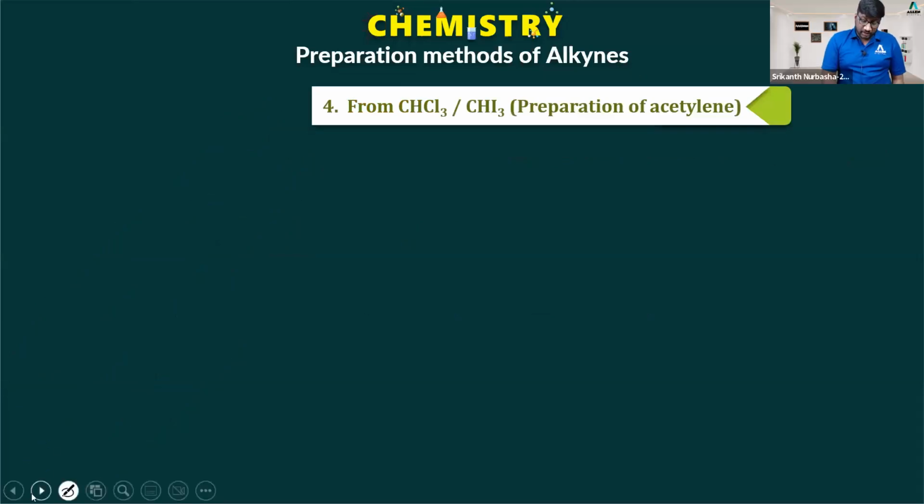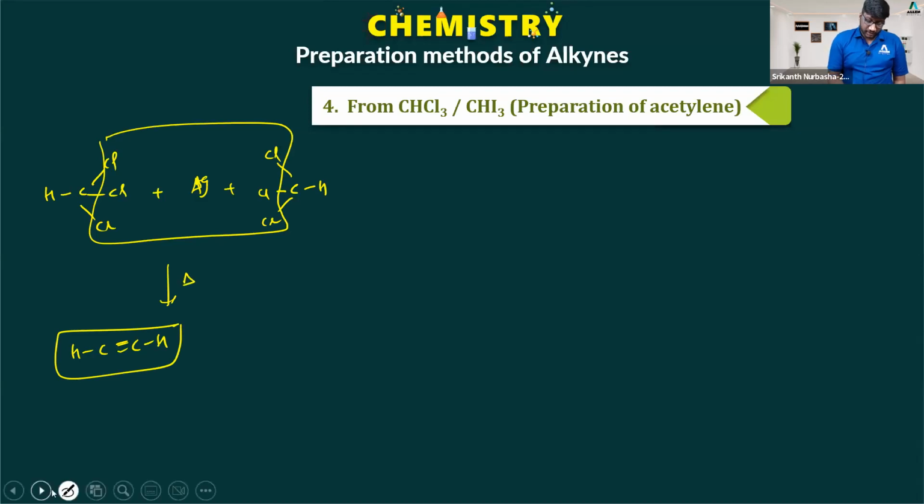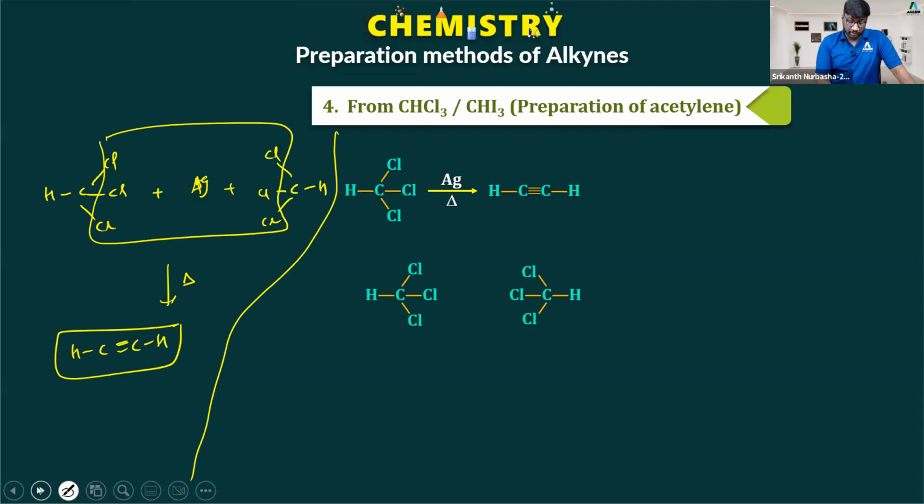Next, preparation of acetylene from CHCl3 or CHI3. As we have seen in this reaction, CHCl3 will react with Ag, silver powder. It will form HC triple bond CH in the presence of heating. CHCl3 plus Ag, upon heating, will form HC triple bond CH, and AgCl is obtained. All the chlorines are lost in the form of chloride ion Cl minus, and Ag will be converted to Ag plus. So we get 6 moles of AgCl.